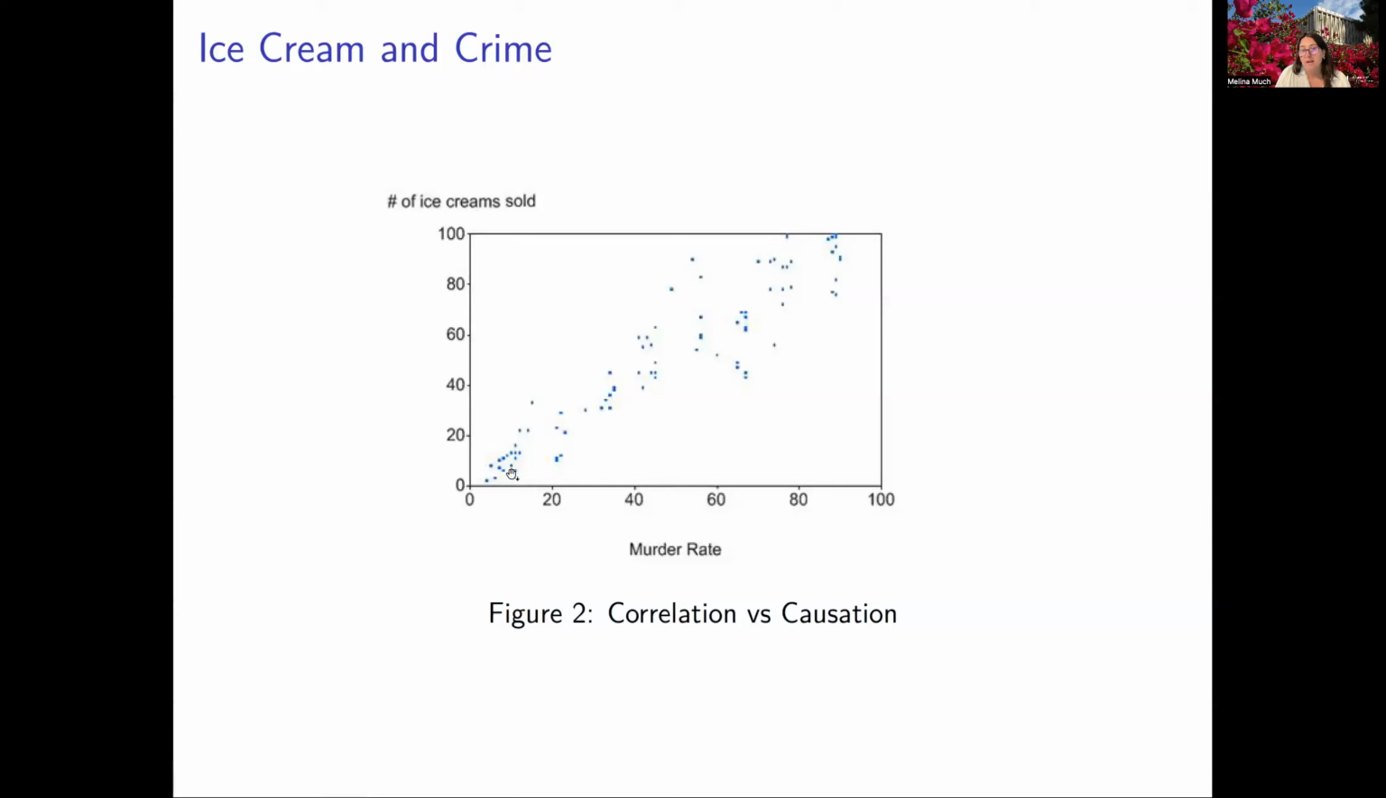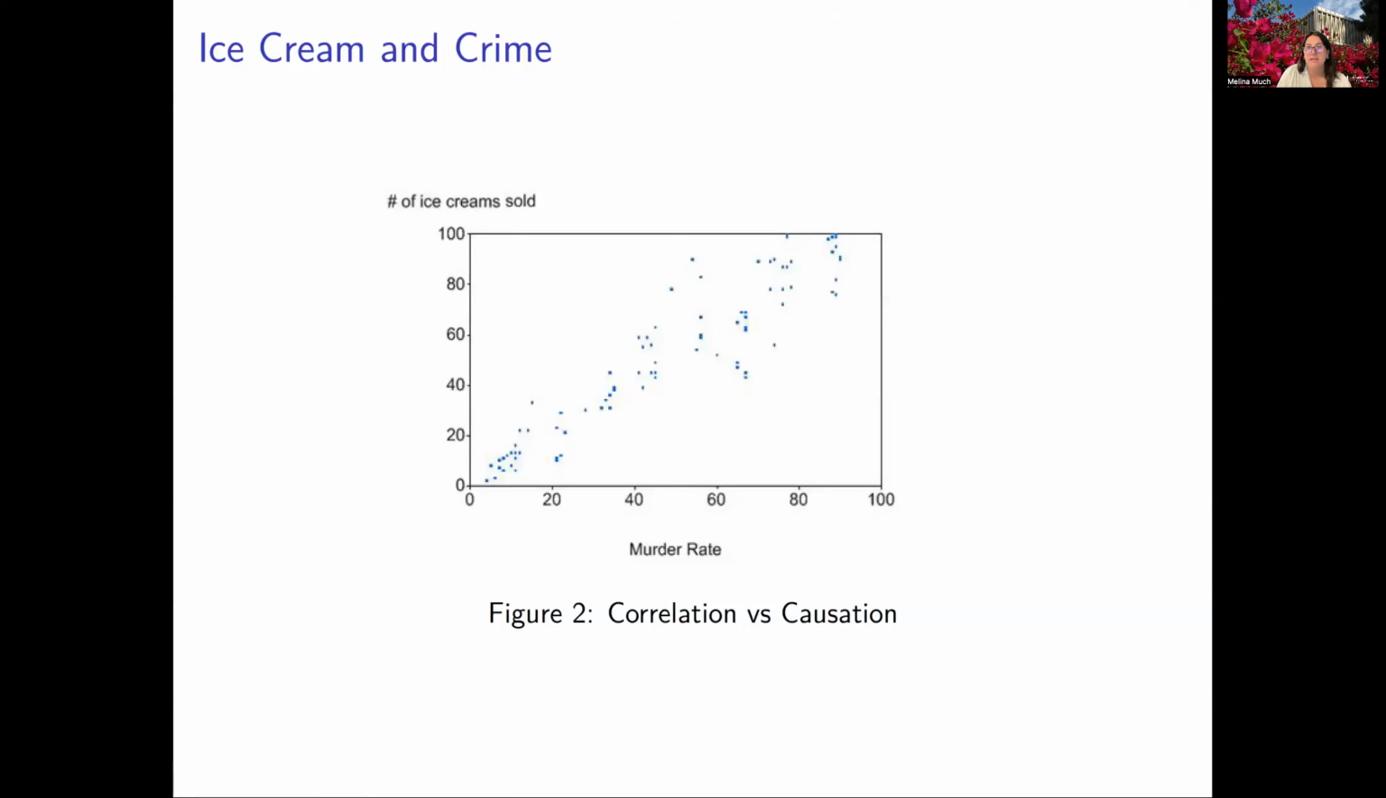But when you get out to the higher end, anywhere between 40, 60, 80, there's a pretty consistent relationship that as our murder rate is increasing, the number of ice creams being sold is also increasing. So higher rates on our x-axis are associated with higher rates on our y-axis. They seem to be correlated or related with each other. Now, we cannot say anything about causality yet, and we'll talk about why in a second.